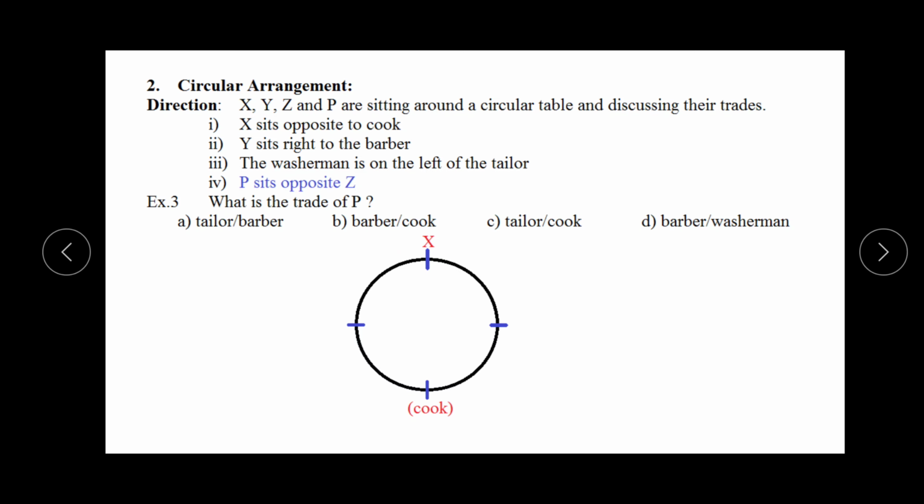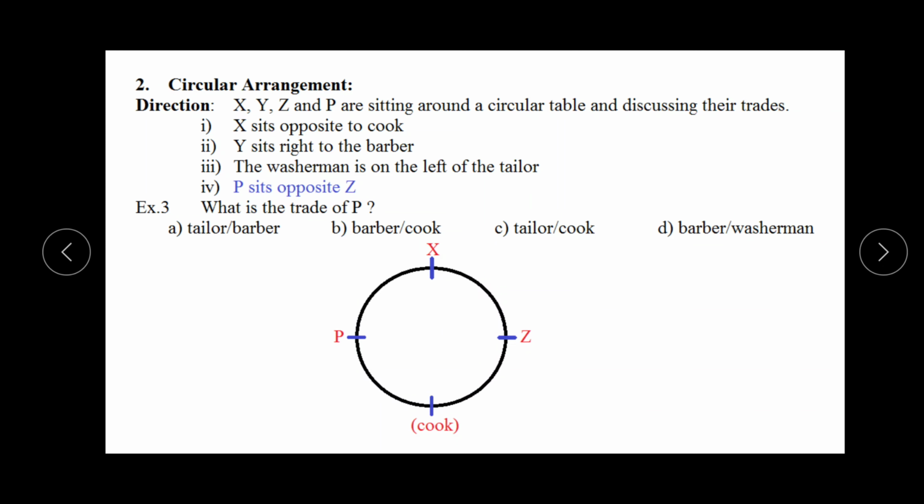Now we will check the next statement, the fourth statement: P sits opposite Z. If we see here, the position of X is fixed, and this is the cook. There are three places for P and Z. But if we take P at this place, then the opposite position is for X. It means we cannot take this position for P or Z. These two places are vacant, so we can take P and Z at these places.